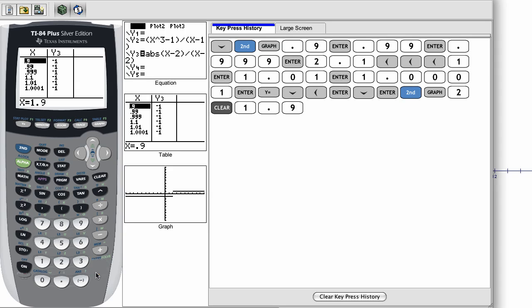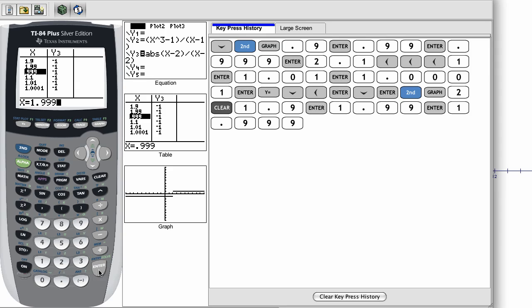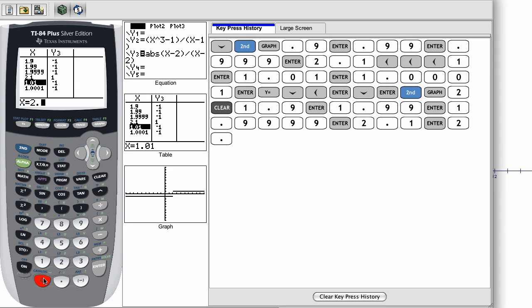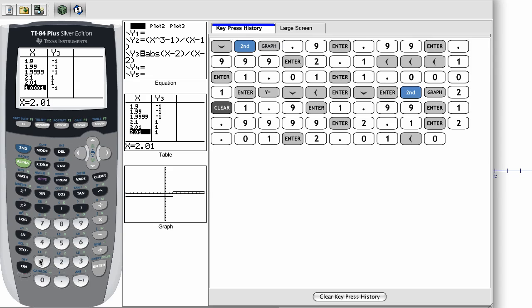We'll do 1.9, 1.99, and 1.999. And we'll jump to the other side, 2.1, 2.01, and 2.001. So you can see the numerical analysis here is showing us the same results that we looked at graphically. It looks like as we approach 2 from the left, we're getting a value of -1, and as we approach 2 from the right, we're getting a value of +1.